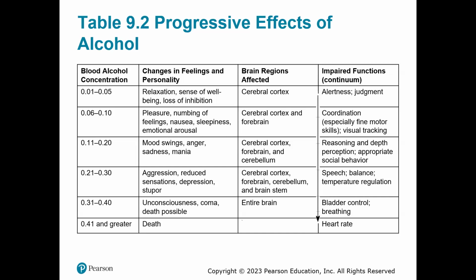And then by the time you get to those really, really high levels, 0.31 to 0.4, you'll be unconscious. You could potentially be in a coma. You could also die. Your whole brain, including the brain stem, is being affected there. Your bladder control is affected, and your breathing is erratic and maybe too slow. So again, death can occur. At 0.41 or greater, your heart is going to be affected. Controlling your heart rate is going to be affected, and you could again potentially die.